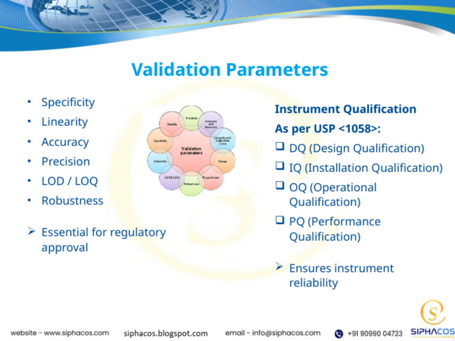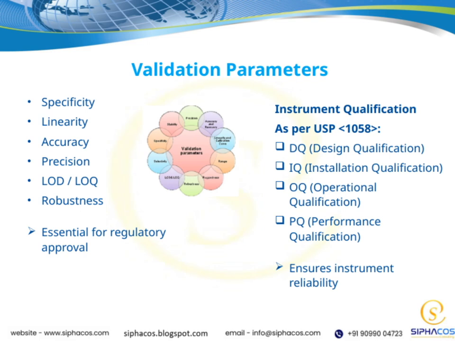All these steps are essential because they help ensure the reliability of our instruments, which is foundational for producing accurate and consistent results. When we talk about validation parameters, we're referring to specific tests like specificity, which confirms that the instrument measures what it's supposed to without interference. Linearity, ensuring the response is proportional across a range. Accuracy and precision, which verify the correctness and consistency of measurements.